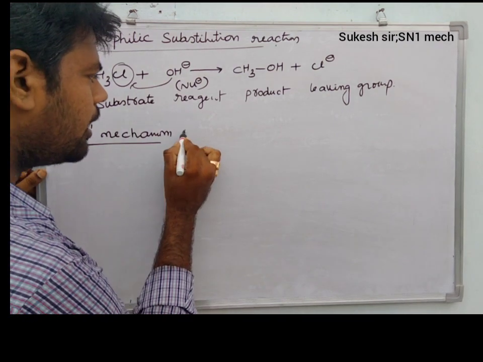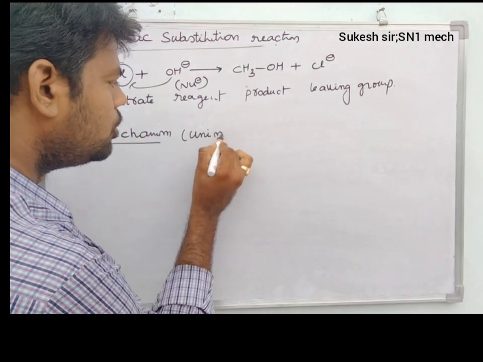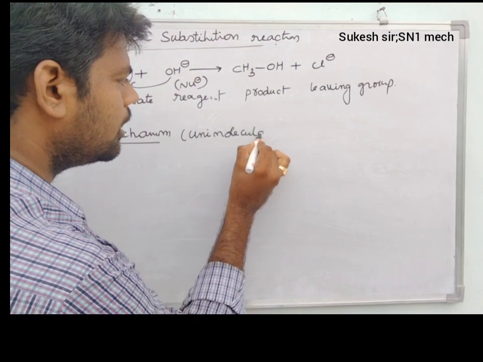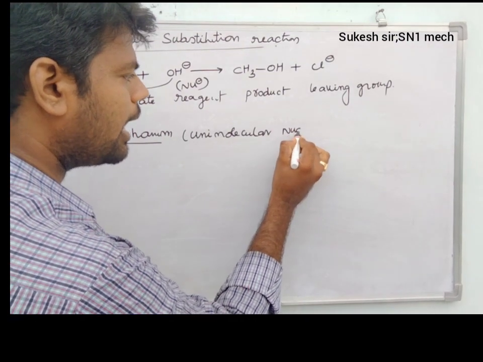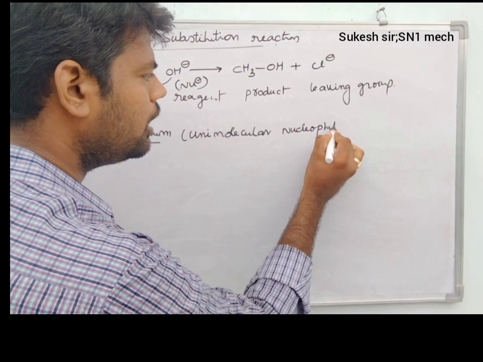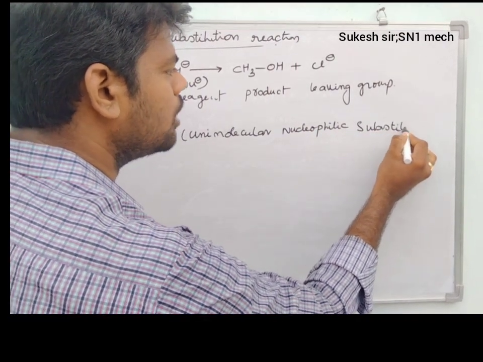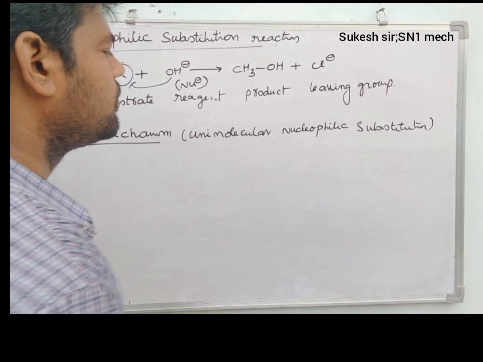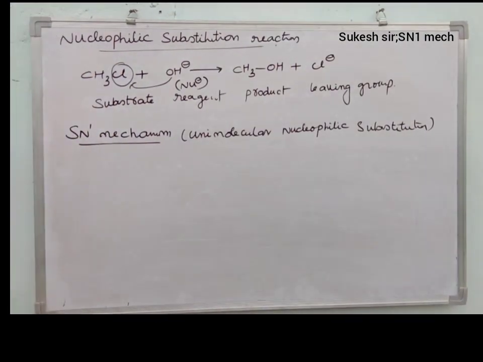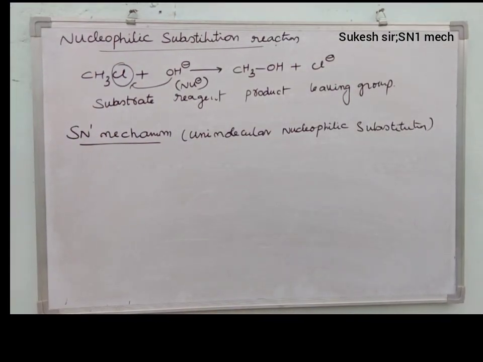Here, 1 represents unimolecular. N represents nucleophilic. And S represents substitution. That means the full form of the SN1 mechanism is the unimolecular nucleophilic substitution reaction.